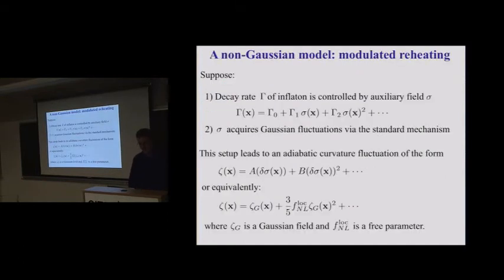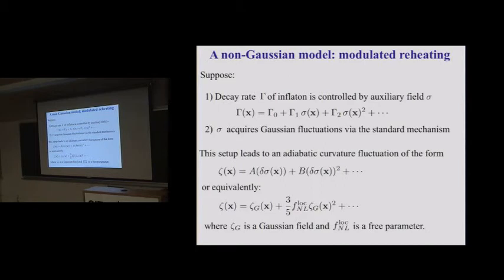Okay. So in the next few slides, I'll introduce some non-Gaussian models. The model that I think is conceptually simplest, this wasn't the first mechanism introduced, is modulated or inhomogeneous reheating. So let's suppose that reheating doesn't happen in the same way in all parts of the universe, but that its decay rate, gamma, is controlled by some other field, sigma. You could write the decay rate at a point x as a mean decay rate plus terms in a series in sigma.